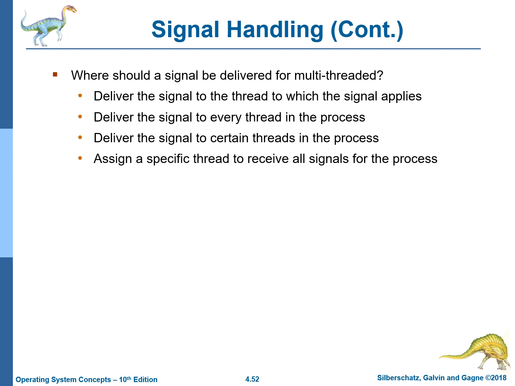Where should a signal be delivered for multi-threaded programs? Deliver the signal to the thread to which the signal applies. Deliver the signal to every thread in the process. Deliver the signal to certain threads in the process. Or assign a specific thread to receive all signals for the process.